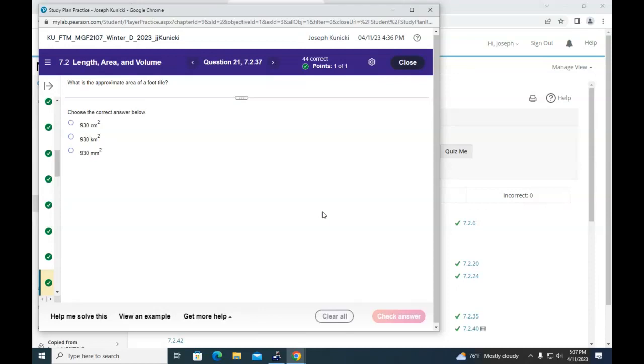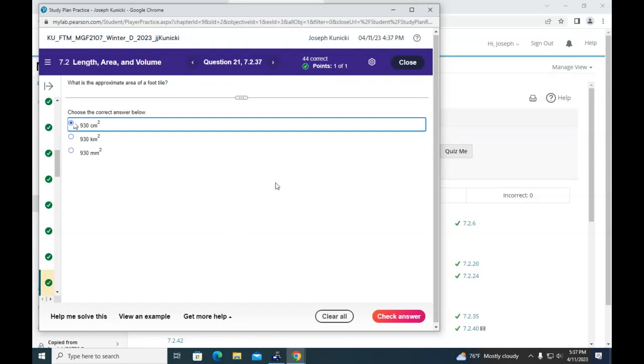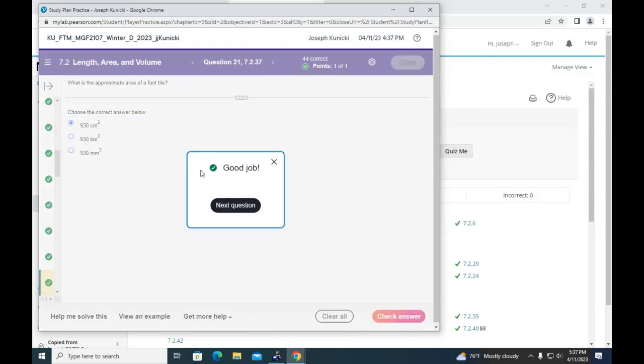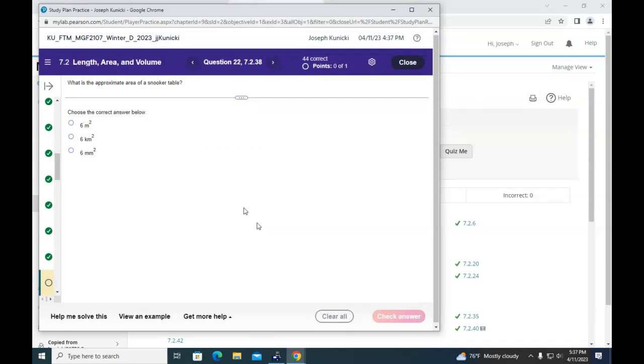What's the approximate area of a foot tile? I think what they mean is 12 inches by 12 inches. Since there's 2.5 centimeters per inch, that's about 30 centimeters for 12 inches, so it's 30 times 30, about 900 square centimeters. We don't want kilometers, and millimeters is too small again. So it's centimeters again. I'm biased for centimeters. I don't know about you guys.